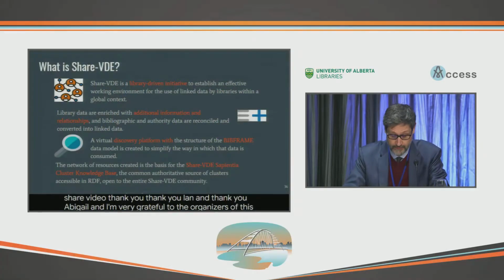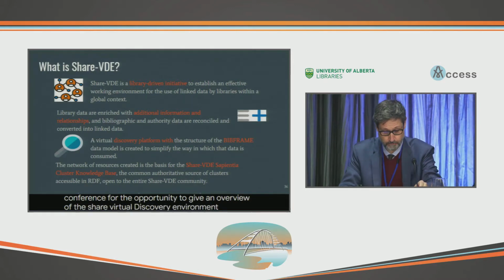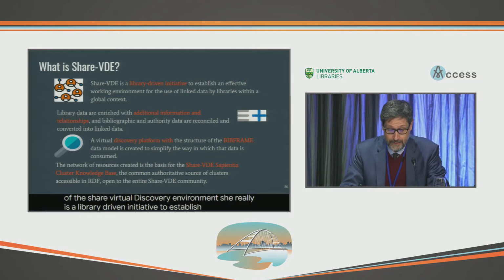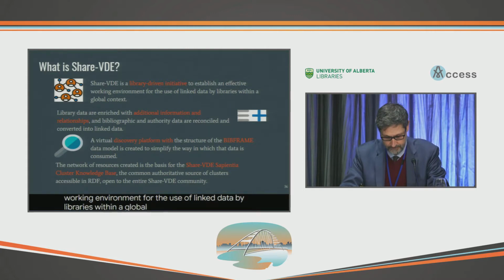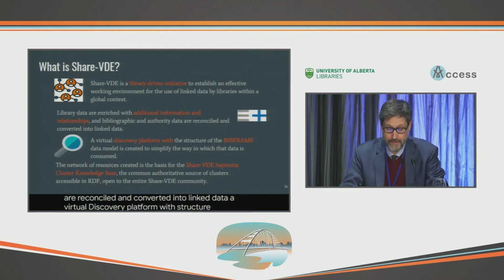I'm very grateful to the organizers of this conference for the opportunity to give an overview of the Share Virtual Discovery Environment. Share VDE is a library-driven initiative to establish an effective working environment for the use of linked data by libraries within a global context. Library data are enriched with additional information and relationships, and bibliographic and authority data are reconciled and converted into linked data. A virtual discovery platform with a structure of the BIBFRAME data model is created to simplify the way in which that data is consumed.